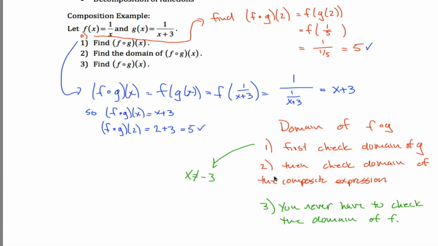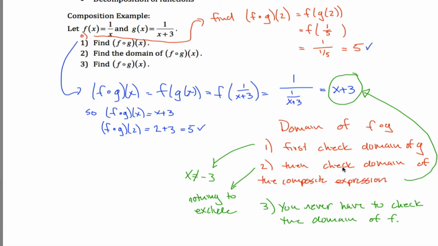Then you check the domain of the composite expression. When I say the composite expression, maybe I should draw that arrow somewhere else. I'm talking about this guy right here. Check the domain of that thing, not the domain of f, 1 over x, but of this thing. Well, there's no square roots here, there's no even roots, there's no division going on. There's nothing to exclude in this specific example. That's not always the case.